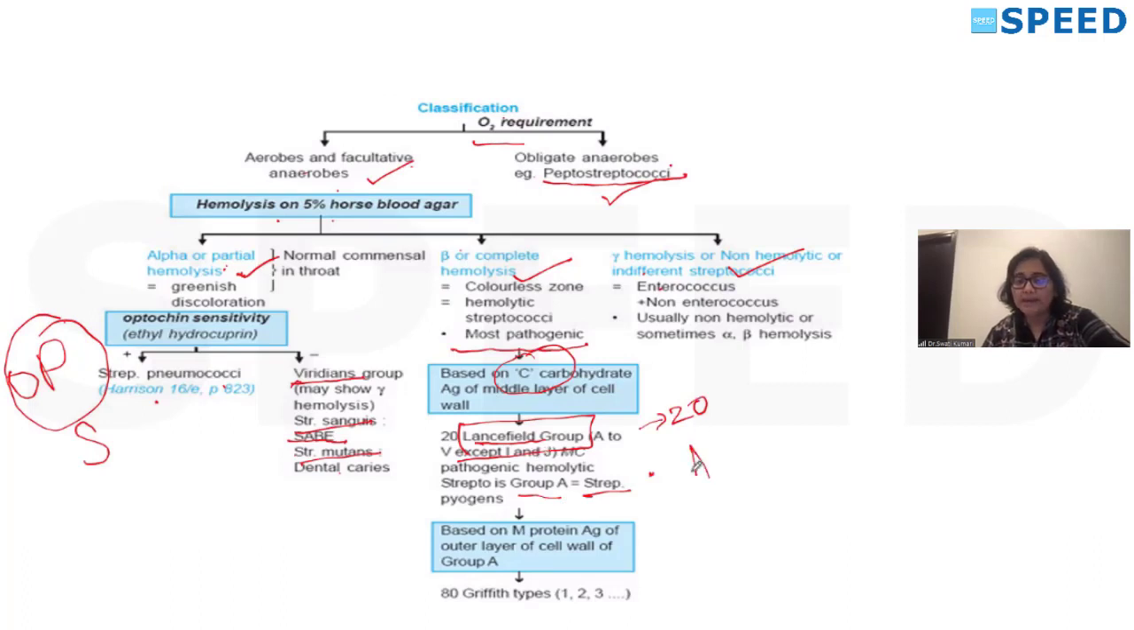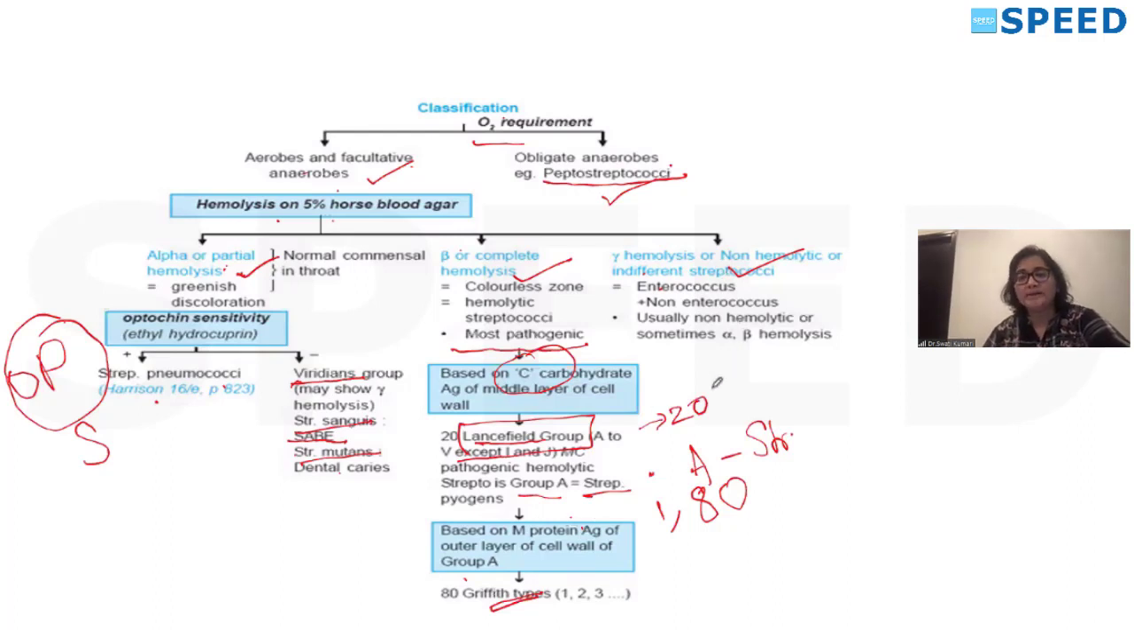This group A, Streptococcus pyogenes, is further classified on the basis of M protein, which is called Griffith classification. Okay, Griffith classification classifies them into 1 to 80 groups. So two classifications we learned in beta hemolytic Streptococcus. One is Lancefield classification, A to V except I and J, and group A is further classified on the basis of M protein, which is Griffith classification, 1 to 80.